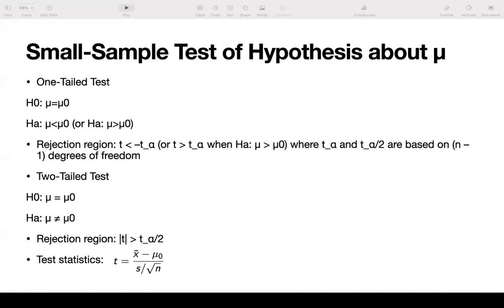And for the two-tailed test, we have the null, which is the same as the one for the one-tailed test, and the alternative as mu does not equal mu0. The rejection region falls into values where the absolute value of t is larger than t alpha divided by 2, and the test statistic for this is t equals x bar, which is the mean, minus mu0 divided by s divided by square root of n.